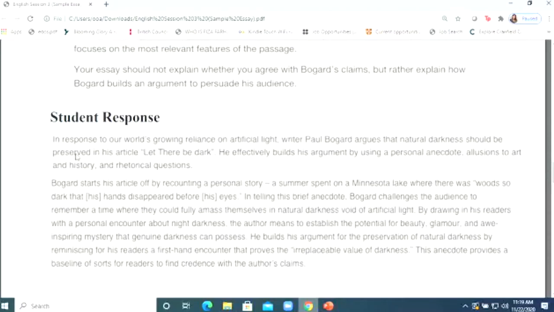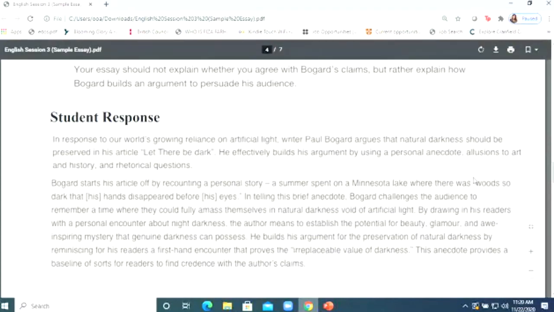Clearly, you can see some paragraphs, and of course, the first one is the introductory paragraph. Let's read this. In response to our world's growing reliance on artificial light, writer Paul Bogart argues that natural darkness should be preserved in his article, Let There Be Dark. He effectively builds his argument by using a personal anecdote, allusions to art and history, and rhetorical questions. Allusions means reference to art and history.